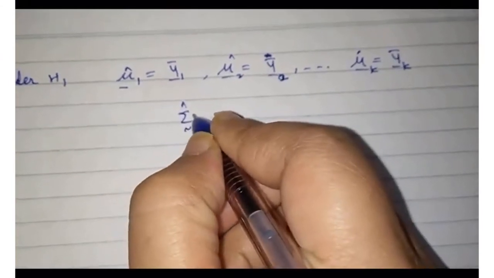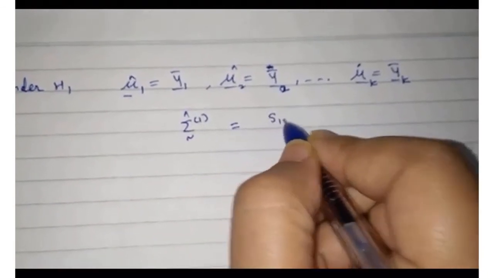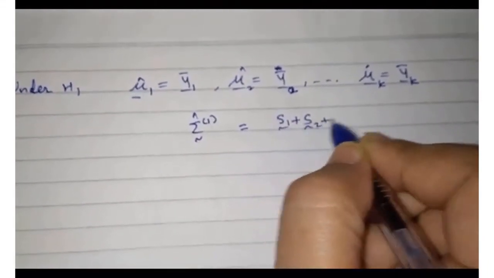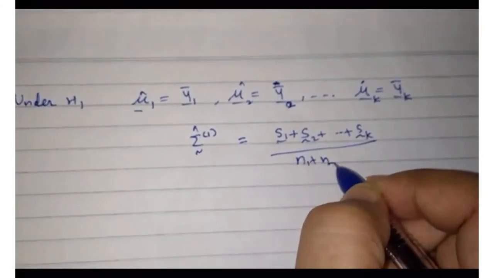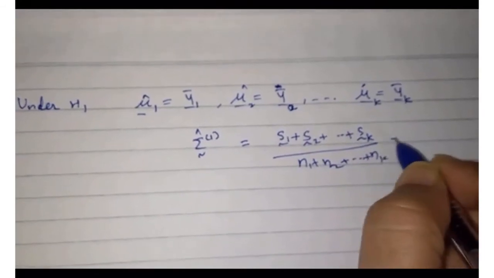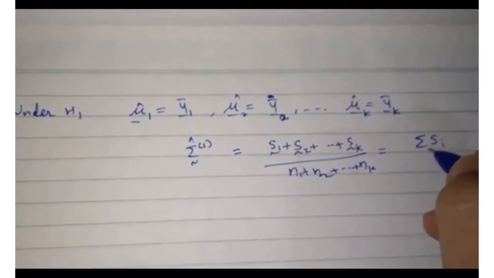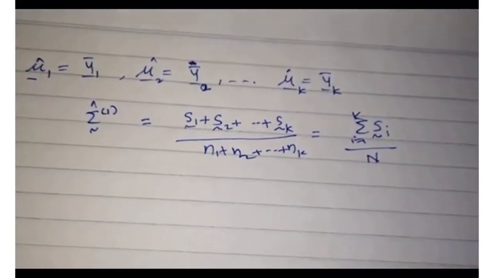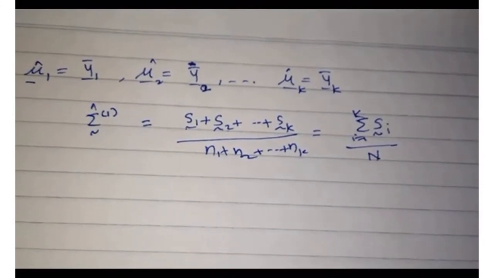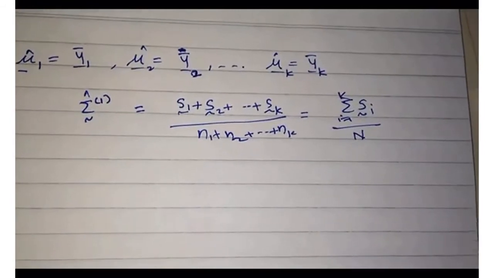And what about sigma hat? Under H1, let me call it sigma hat 1. Under H1, this sigma hat becomes S1 plus S2 plus Sk upon N1 plus N2 plus Nk. We had used something similar in Hotelling's T-square, and as I say again, this is part of your question bank 8. So this is summation Si upon capital N. This is my sigma hat under H1. Okay, so I have mu hat and sigma hat.